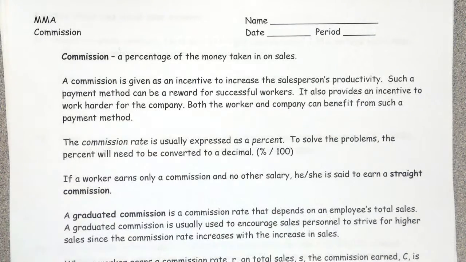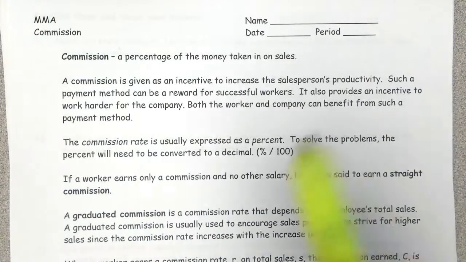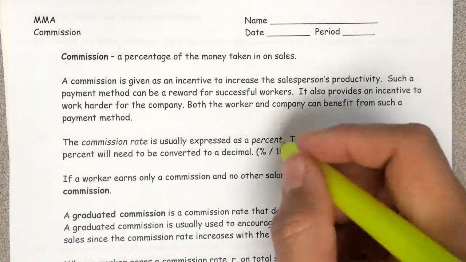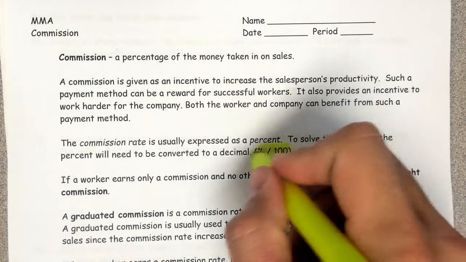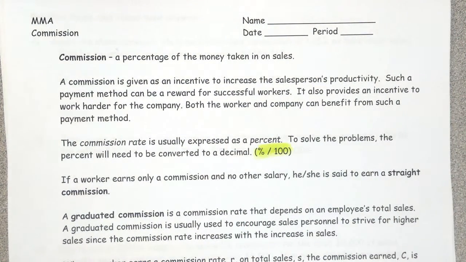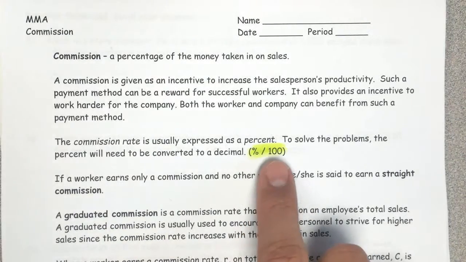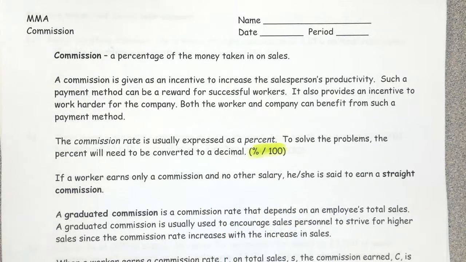We typically use our commission rate as a percentage, but when we do our operations, we have to convert that percentage to a decimal. To convert your percentage to a decimal, you have to divide it by 100. That's when we move that decimal 2 places to the left.